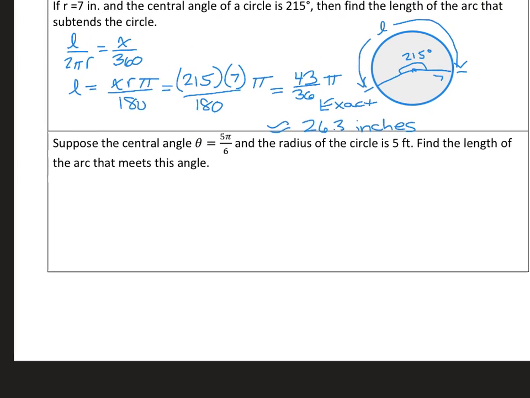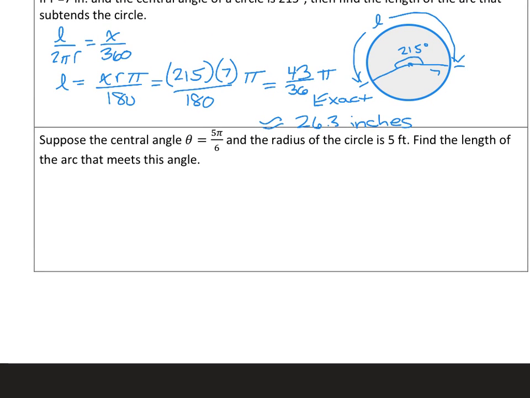Okay, last problem. This time we are going to find the arc length, but the central angle that we've been given is in radians already, and you can tell that because there's pi in its value. Okay, so let me first draw a little sketch, and here we are. So if you think about it, 5/6, that's less than the number 1. 6/6 would be the number 1, and 1 pi is 180 degrees. So if we look at this, our angle here is just under 180, or a straight angle. So this angle is 5 pi over 6. We're told that the radius is 5 feet, and so we're looking for this arc length here.